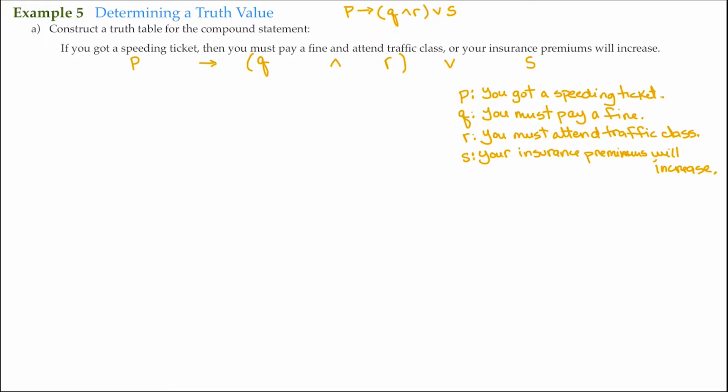It's always good practice to go ahead and write out the simple statements, even though we could now see them up here. It's always good because it helps get us focused as we progress. So now I'm going to build the truth table for if you got a speeding ticket, then you must pay a fine and attend traffic class, or your insurance premiums will increase. So that's for letter A. Letter B is then a follow-up, but in order to be able to answer the follow-up, we certainly have to build our truth table.